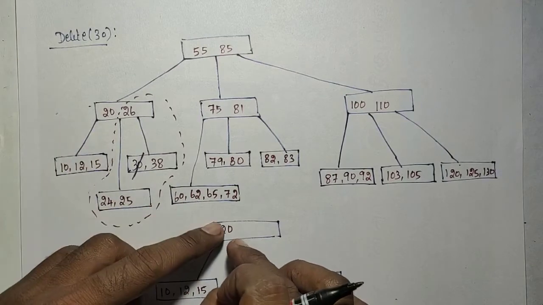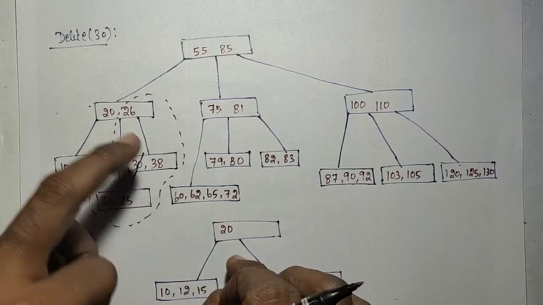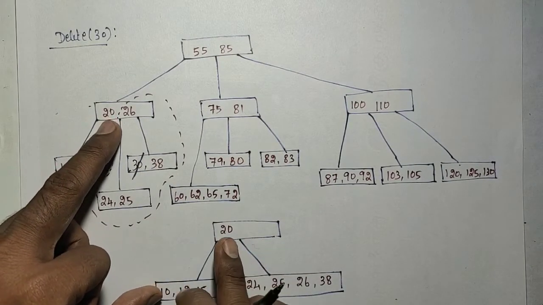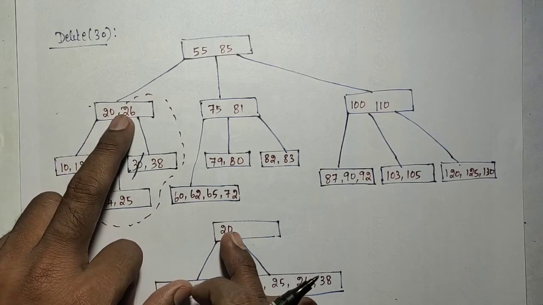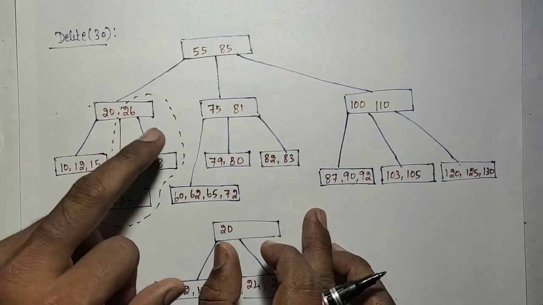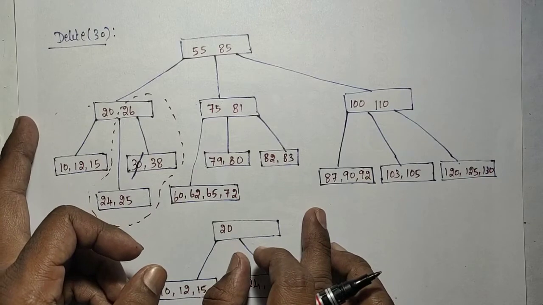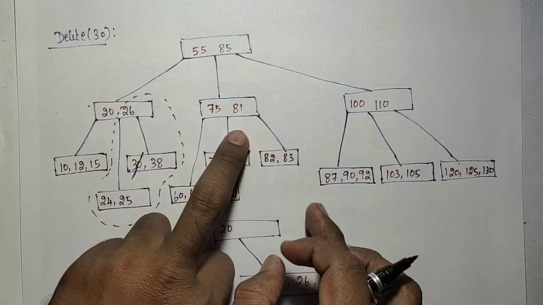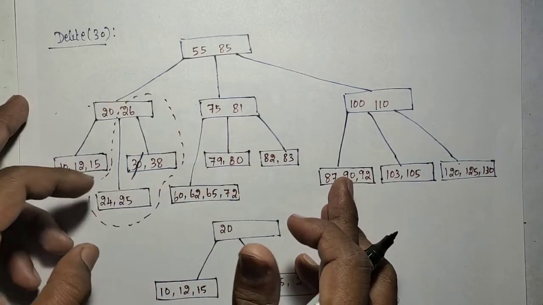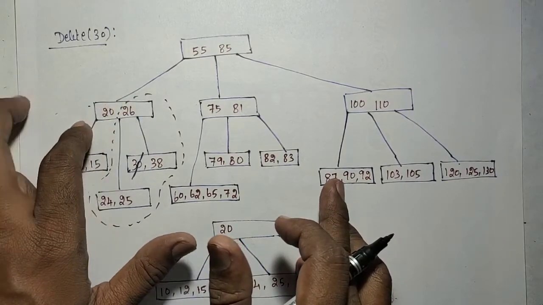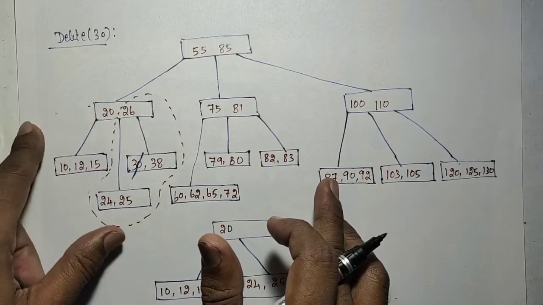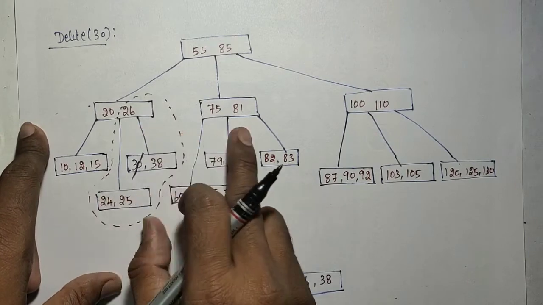That internal node goes underflow. In that situation, again we need to repeat the same procedure. It is trying to get an element from the left sibling or right sibling, or merging. There is no left sibling for this node, so it cannot borrow one element from the left sibling. So it will ask the right sibling.